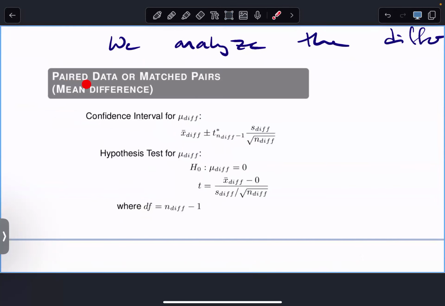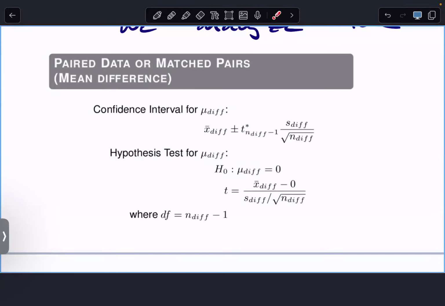So I've got this paired data. Sometimes I call them matched pairs just to emphasize that they're matched on each observation. Whatever you want to call them is fine. I also have a note that we're analyzing the mean difference, right? So we want to learn about the mean difference. So we can make a confidence interval for the population mean difference.